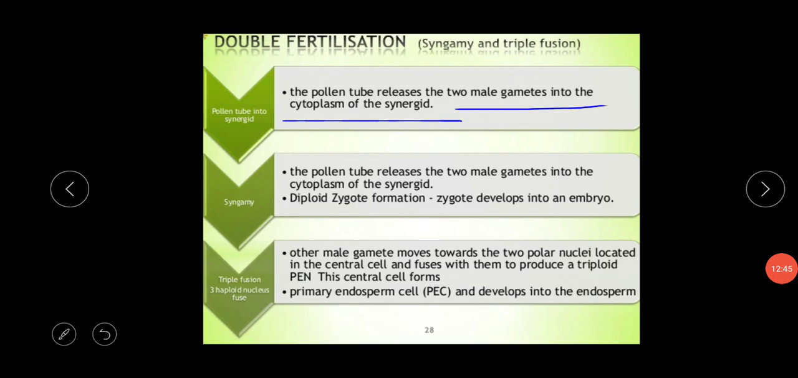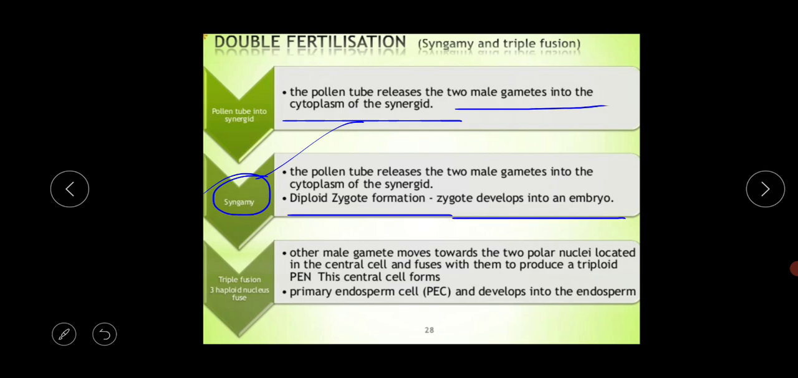So in this case, the pollen tube releases the two male gametes into the cytoplasm of the synergid. The next step is called syngamy. Syngamy is the mixture or fusion. The pollen tube releases the two male gametes into the cytoplasm of the synergid, and then diploid zygote formation takes place. So this zygote develops into the embryo.